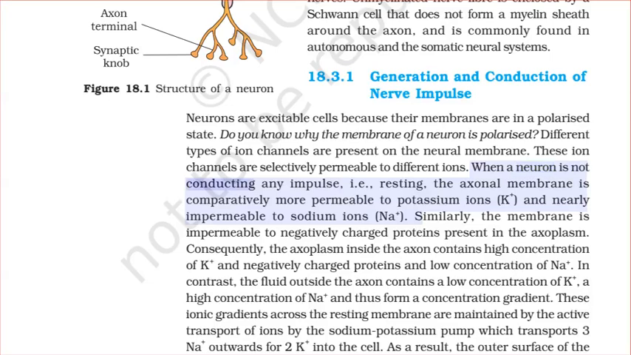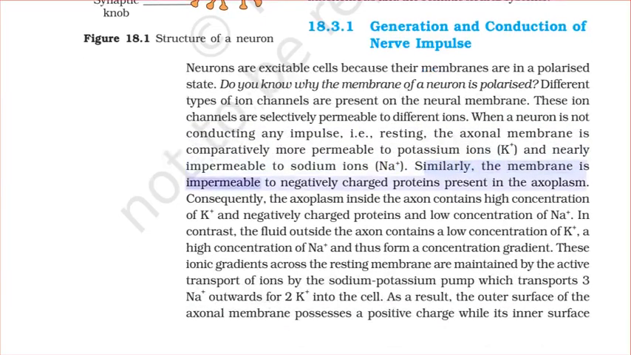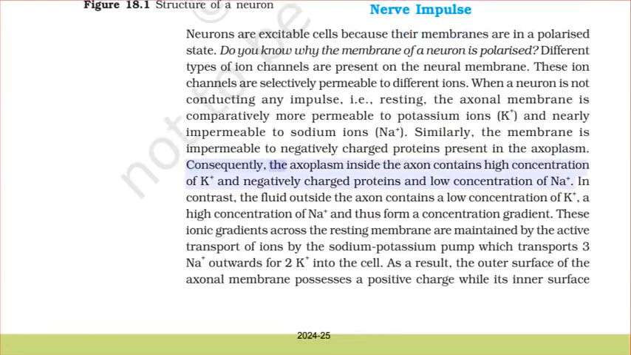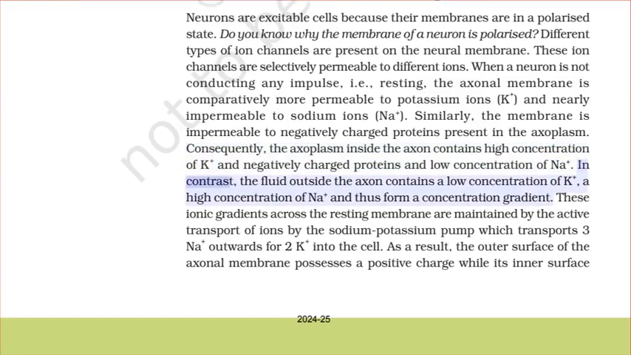When a neuron is not conducting any impulse, that is, resting, the axonal membrane is comparatively more permeable to potassium ions, K+, and nearly impermeable to sodium ions, Na+. Similarly, the membrane is impermeable to negatively charged proteins present in the axoplasm. Consequently, the axoplasm inside the axon contains a high concentration of K+ ions and negatively charged proteins and a low concentration of Na+ ions. In contrast, the fluid outside the axon contains a low concentration of K+ ions, a high concentration of Na+ ions, and thus forms a concentration gradient.